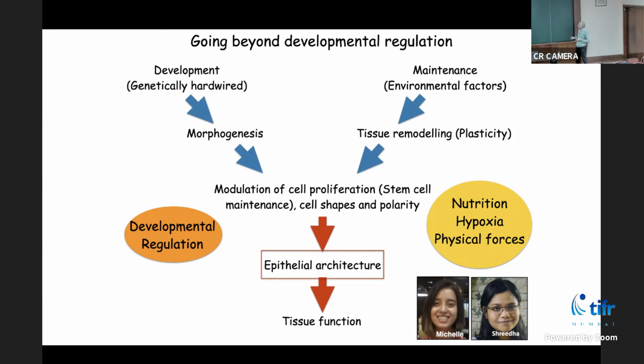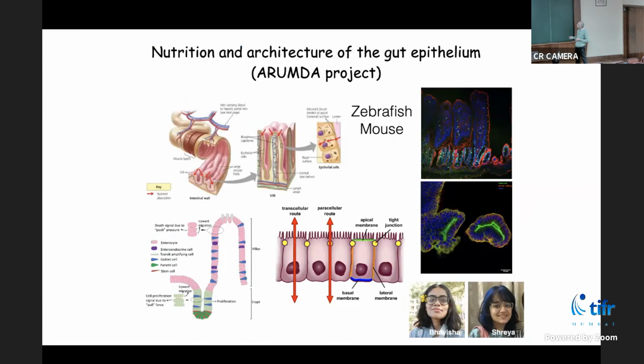And of course, the physical forces, how they are going to play a role. And in the context of nutrition, we are also looking at the gut and how the gut morphology, so this is mammalian gut here, how the mammalian gut would respond to the nutrients and nutritional composition in general. And this is something that we have started looking at very recently, and something that we are doing as a part of this collaborative project.